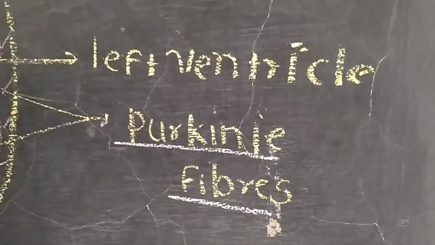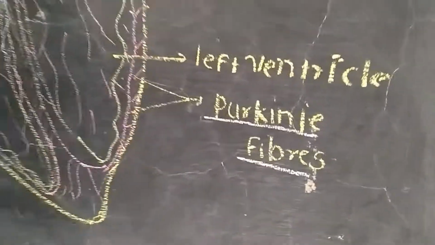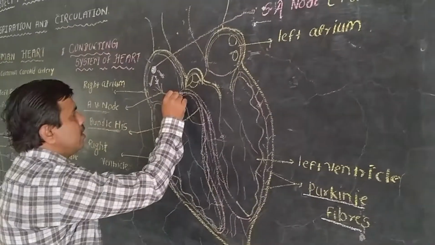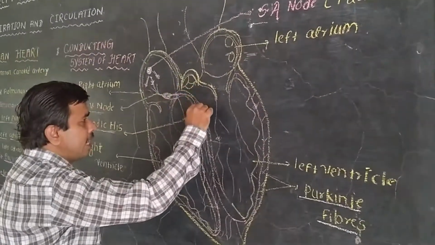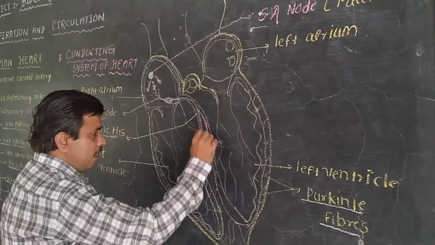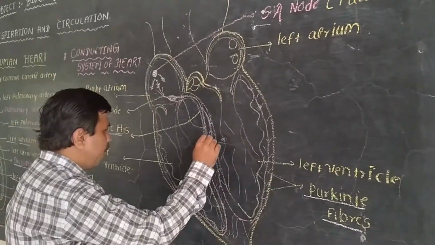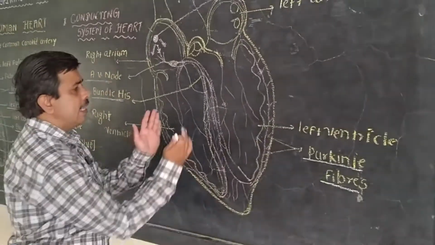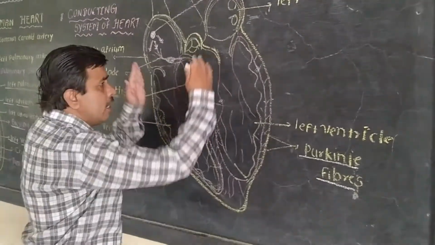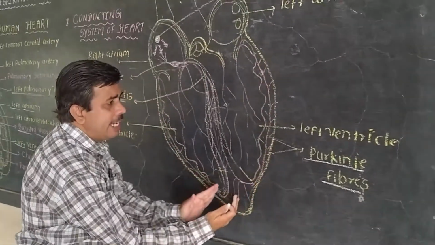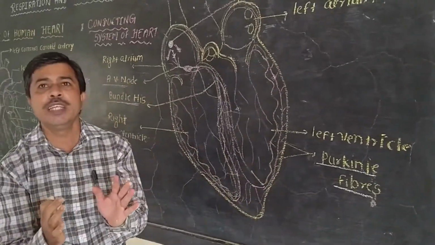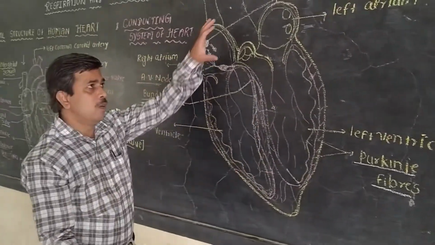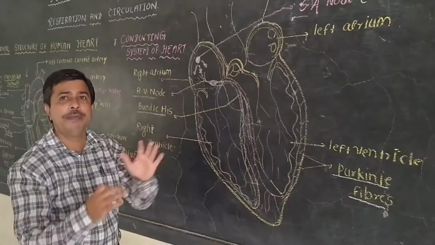Then this wave of contraction is the impulses. These impulses are received by the AV node. Then the impulses are transferred to the bundle of His, and then spread up to the Purkinje fibers, and then to the wall of the complete ventricles. As a result of this, the ventricle is contracted, and after some time the whole heart is relaxed.